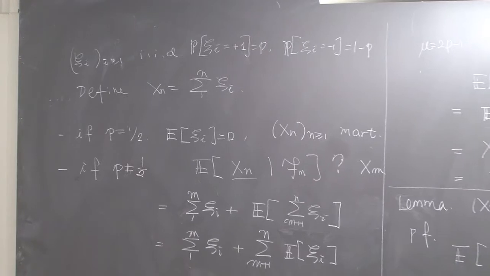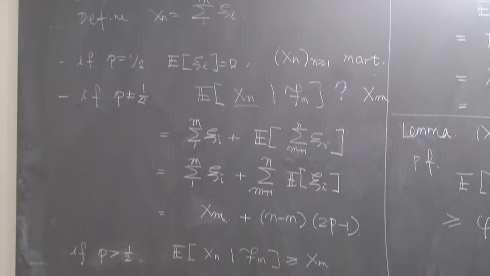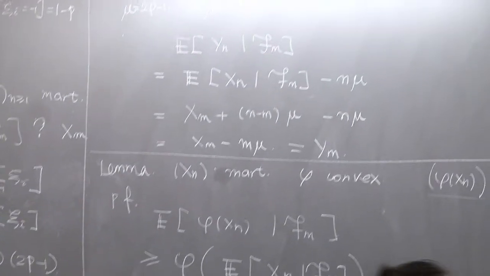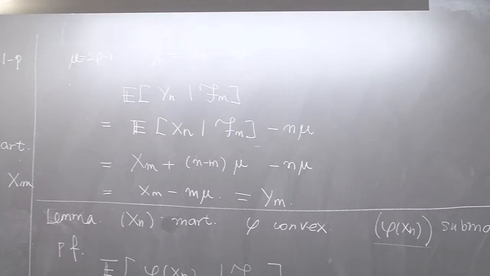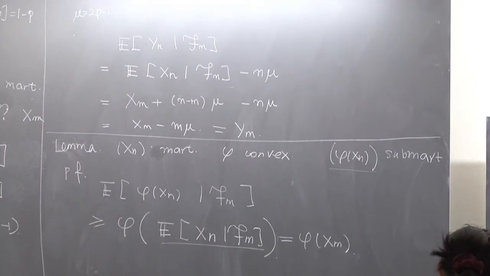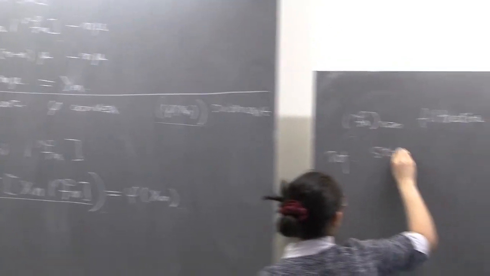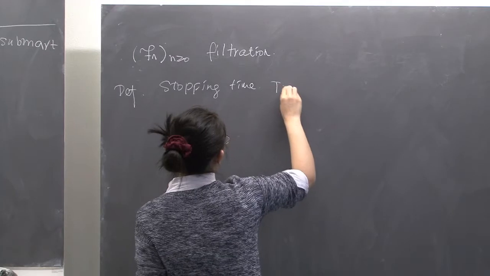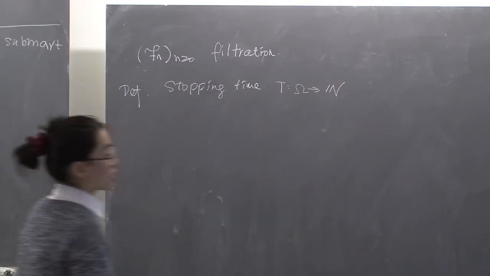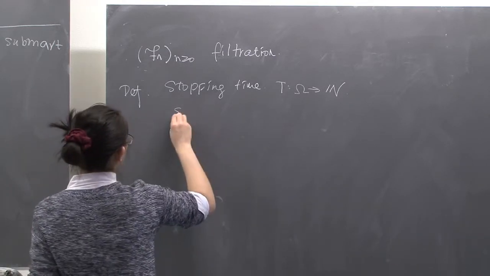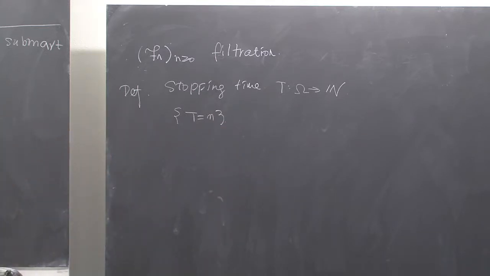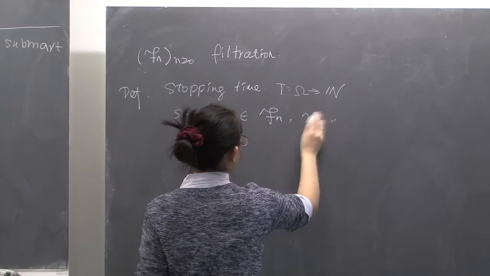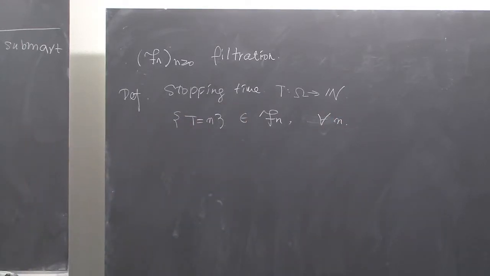To consider a stopping time, first we need to have a filtration. So Fn is an increasing sequence of sub-sigma algebras. And we can imagine that this Fn just means all the information we know by time n. A stopping time is a random variable. So a stopping time T is a random variable taking values in the integers, and it satisfies the following property: for any n, the event that T equals n is contained in Fn. So this is the definition of a stopping time.